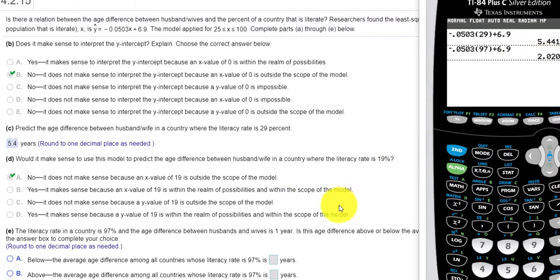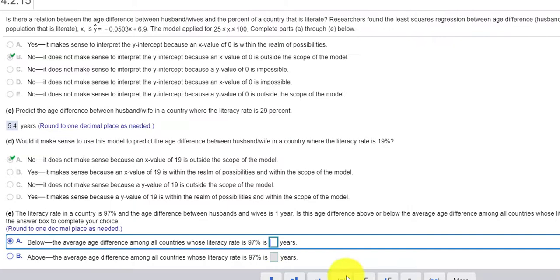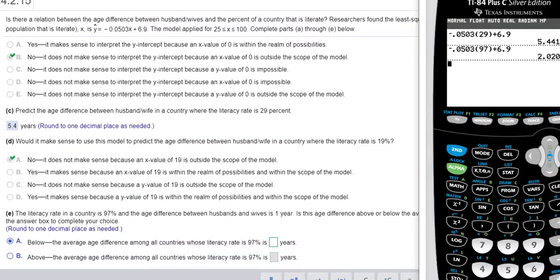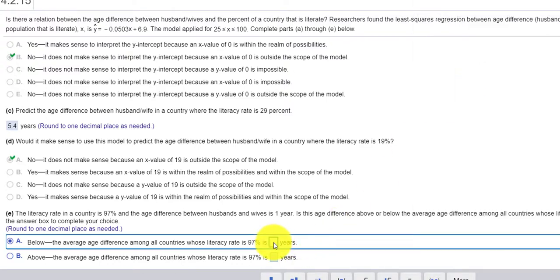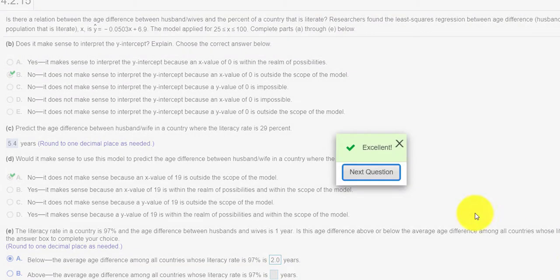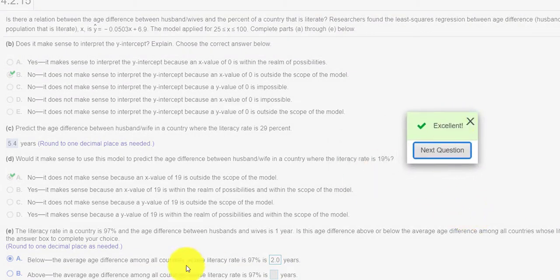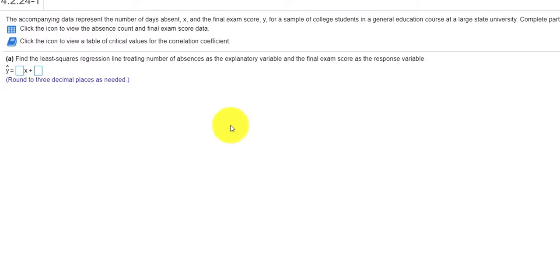So I'm going to enter this here. Again, our value was 2 point something, and it says round to one decimal place. So I'm going to enter 2.0. And we check the answer, and we get the excellent. So the 1 year, right, is what we were given, is below the 2.0, so we would say it's below the average. That was question 13.